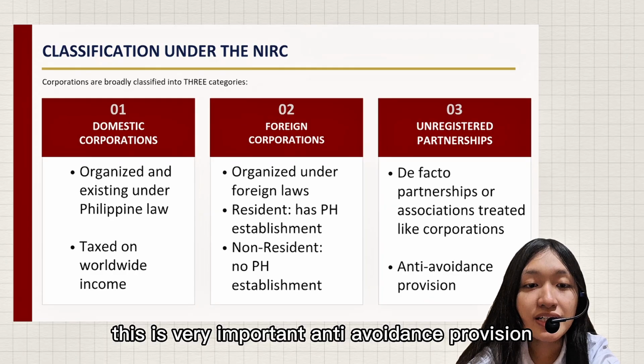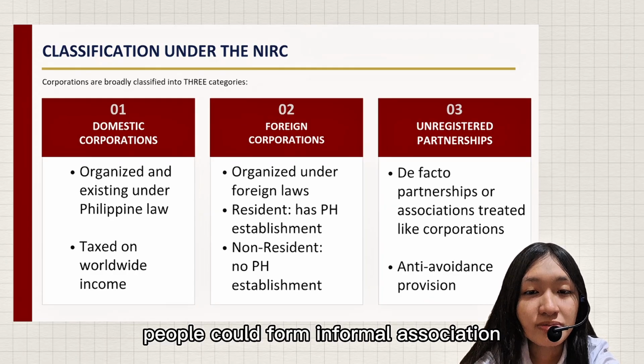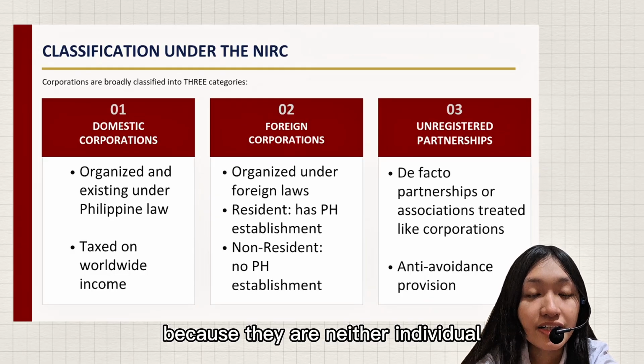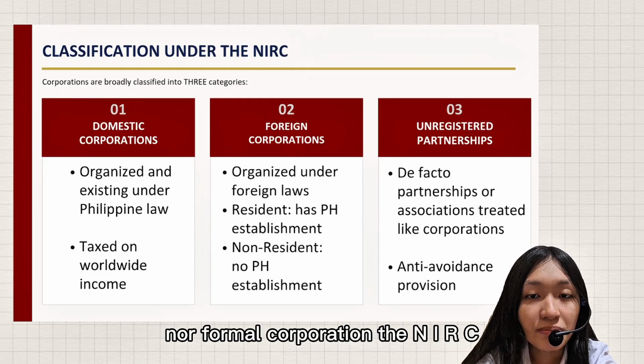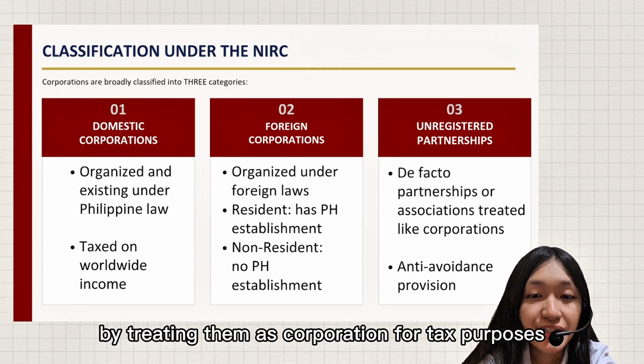This is a very important anti-avoidance provision. Without this rule, people could form informal association to carry on a business and avoid all income tax because they are neither individual nor formal corporation. The NIRC closes this loophole by treating them as corporation for tax purposes.